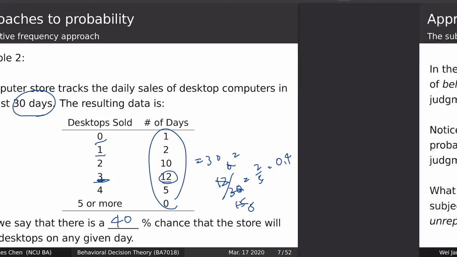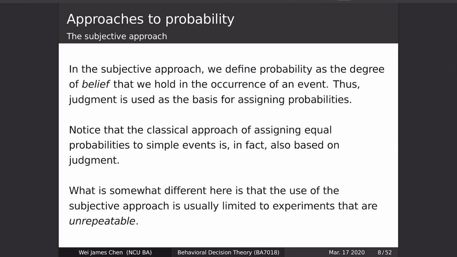Okay? And the last approach, which is maybe the most counterintuitive, or at least not very straightforward, is the subjective approach. In the subjective approach, we define the probability as the degree of belief. Okay, so the keyword here is belief.